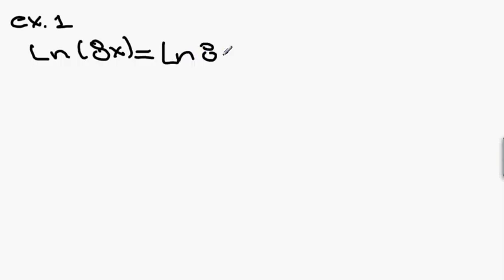Now, example 1. If we have something like ln of 8x, and remember, ln is log just like log base 2, log 3, log 4. It just changes the base to e. So what we have here is ln of 8, and since it's multiplication, it changes to addition, plus ln of x.